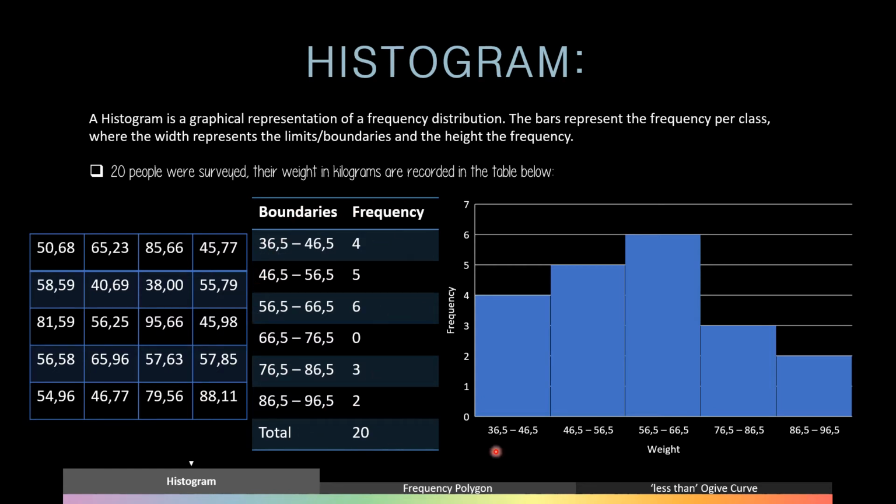When you look at this histogram, I can very quickly see that most people weigh at least 56.5 but less than 66.5. Whereas if I look at the frequency table, it may take me a little longer to see that. So the whole point of this is that we're taking the same information and putting it into a format that's easier to interpret.